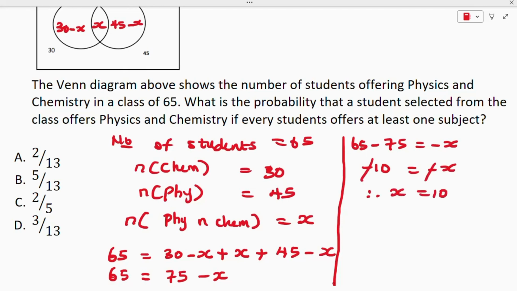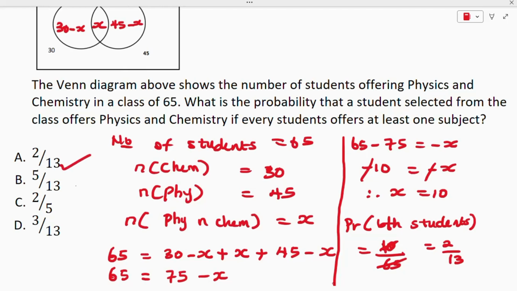So we have been able to find the number of students that offered both physics and chemistry. So in order for us to solve for the probability of students offering both subjects, the probability of students offering both subjects is equal to 10 divided by the total number of students that offered physics and chemistry, which is 65. Okay, so this is equal to, 5 into 10 is going to give us 2, 5 into 65 is going to give us 13. So the probability of a student that offers physics and chemistry is 2 over 13, and that makes A the correct option.